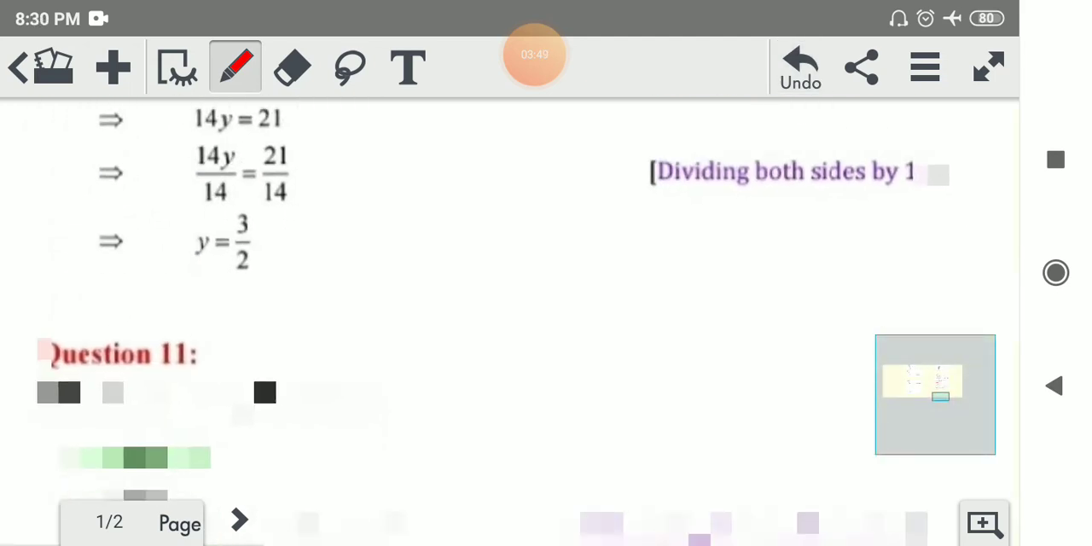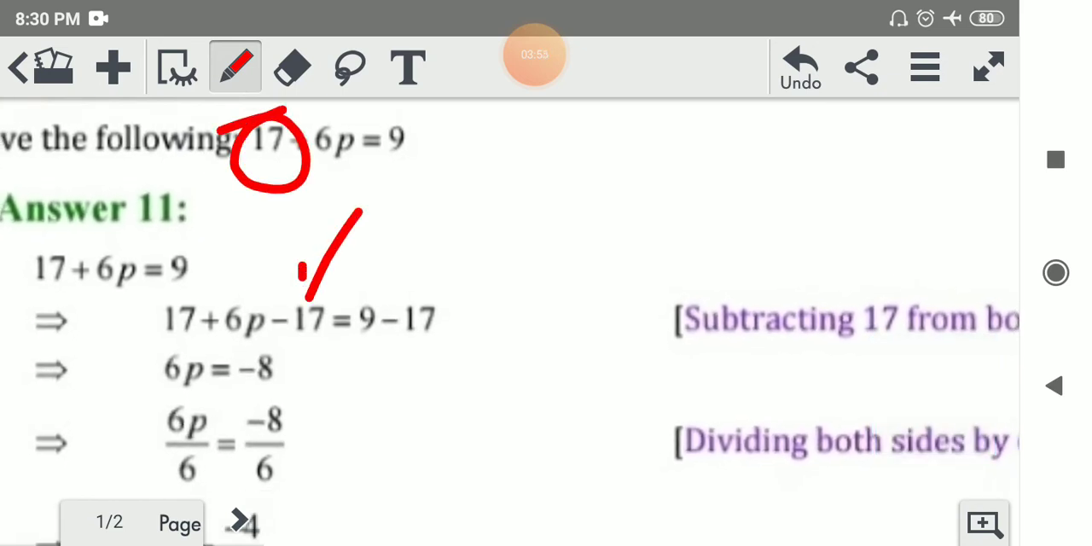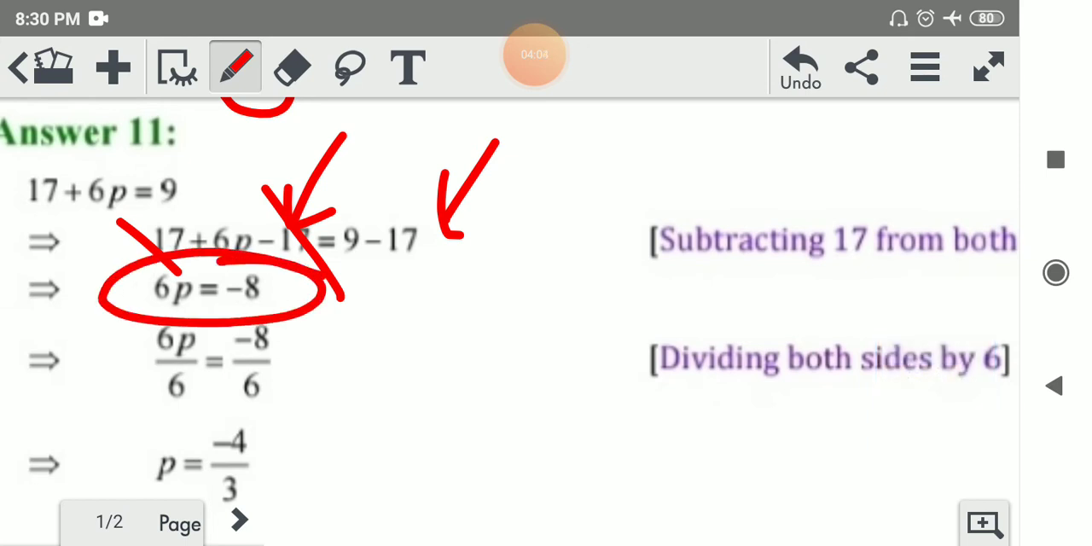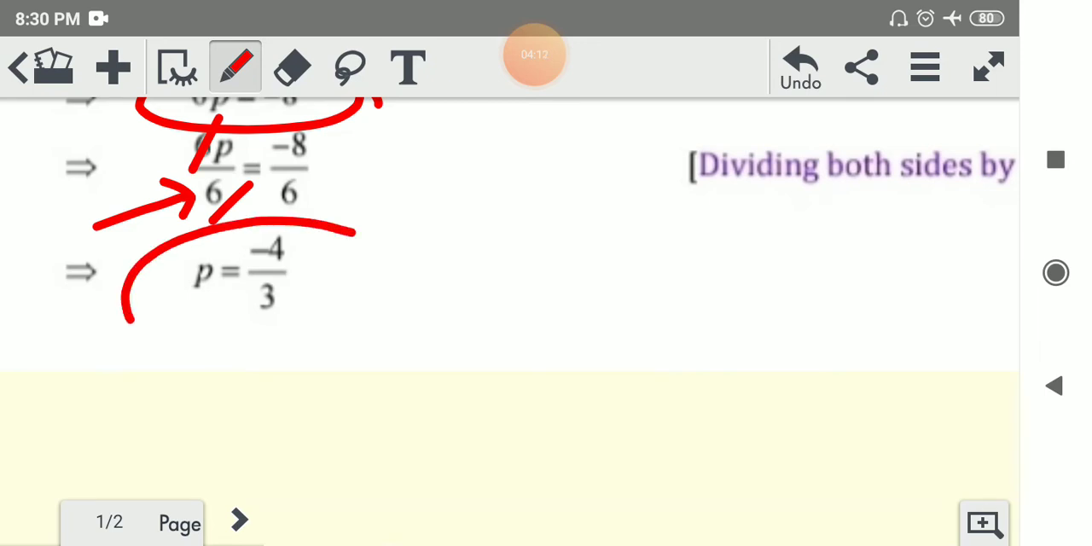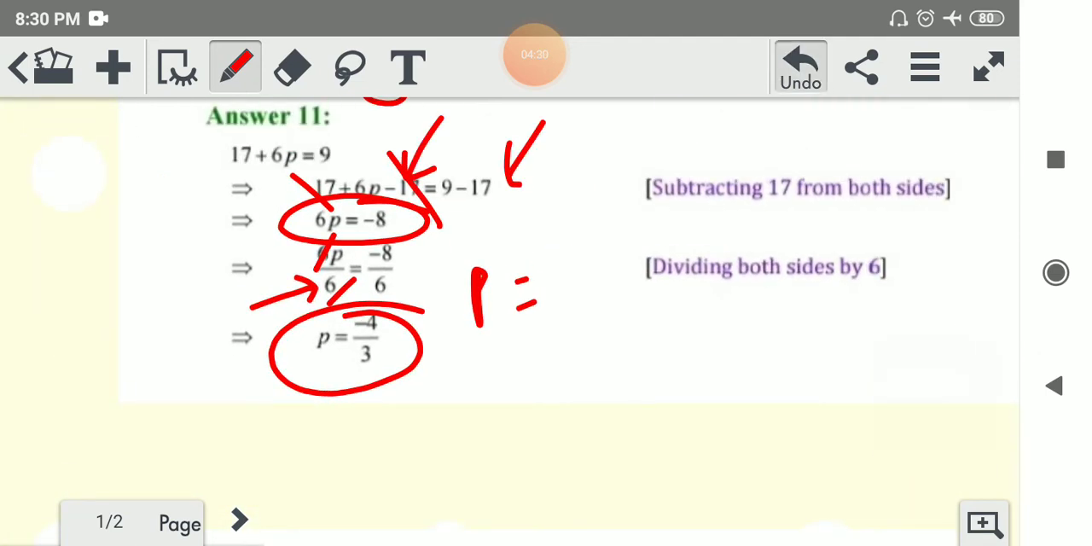Okay. Now question number 11. Firstly we remove 17, so subtract 17 from both sides. They will be cancelled, and the result will be 6p is equal to minus 8. Again divide by 6. So 6 and 6 are cancelled. Left p, the value of p is equal to minus 8 upon 6. Again we cancel: 2 3s are 6 and 2 4s are 8. So the value of p is equal to minus 4 upon 3. This is the answer of question number 11.